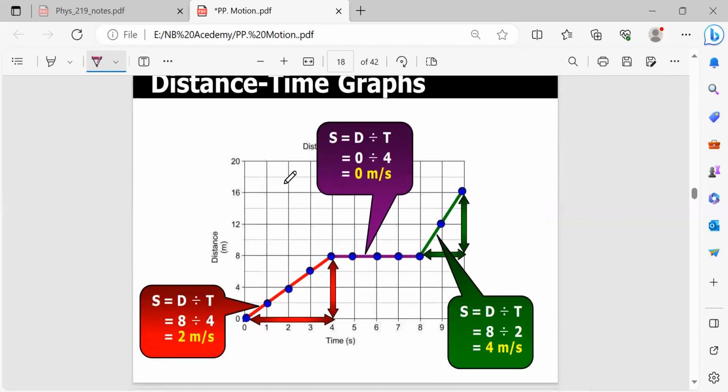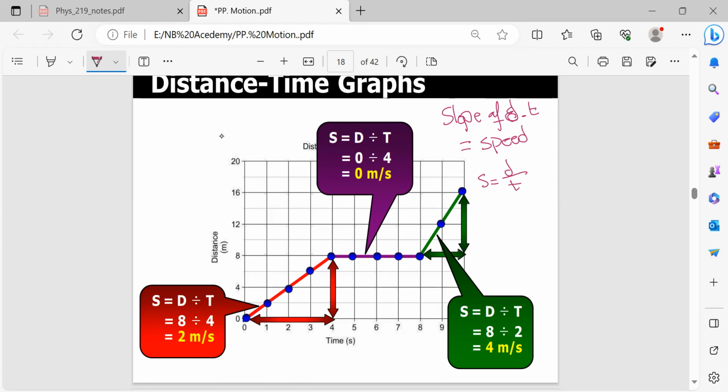Here, how to find speed from a distance time graph. We said before that the slope of a distance time graph equals speed. So for the first section, to find the speed, you will do some calculation. Speed equals distance over time.